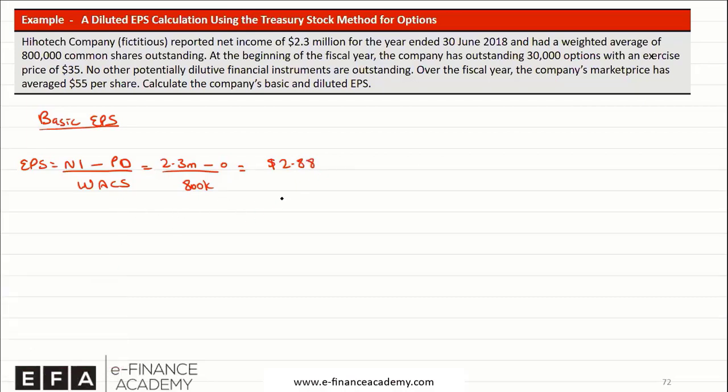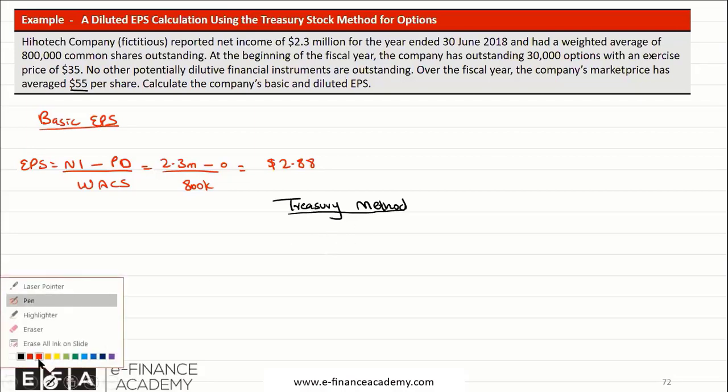Now, if we use the treasury method, let's first see, are the options dilutive or not? If you notice, the average market price has been $55 per share, while the options can be exercised at $35. That means the employees have the option to buy the shares at $35 while they are worth $55. Therefore, this is a dilutive security, and we will have to calculate the diluted EPS using the treasury method.